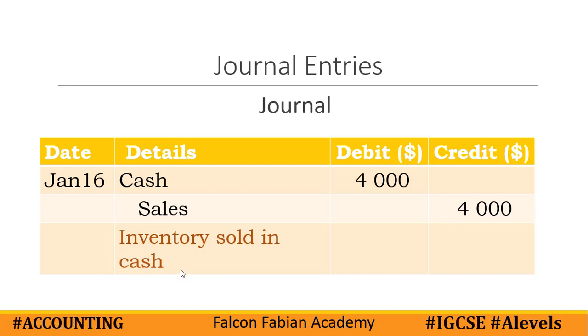Now you need to remember over here that you cannot write the credit entry first and the debit entry next. You have to stick to the structure of the journal entry. So cash account is to be debited. So cash, and in the debit column 4,000. Sales account needs to be credited. So you would leave some space, then sales, and in the credit column 4,000. And the narrative is inventory sold in cash. You can write the narrative in your own words. This is just an example of how to write the narrative.